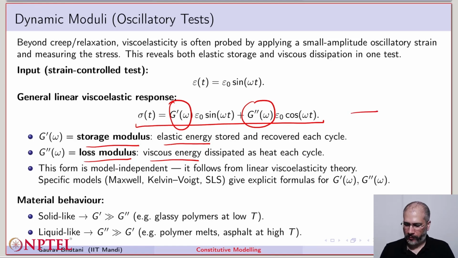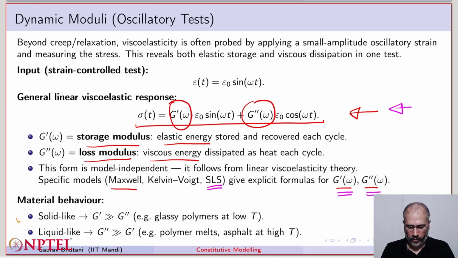Now, this form of the response for sigma that we're discussing here is not dependent on a choice of model. So, for example, if I choose a Maxwell model, I will get a specific form for G prime and G double prime. If I choose another model like SLS, I may get a different form for G prime and G double prime in this expression for sigma as a function of t for this oscillatory test.